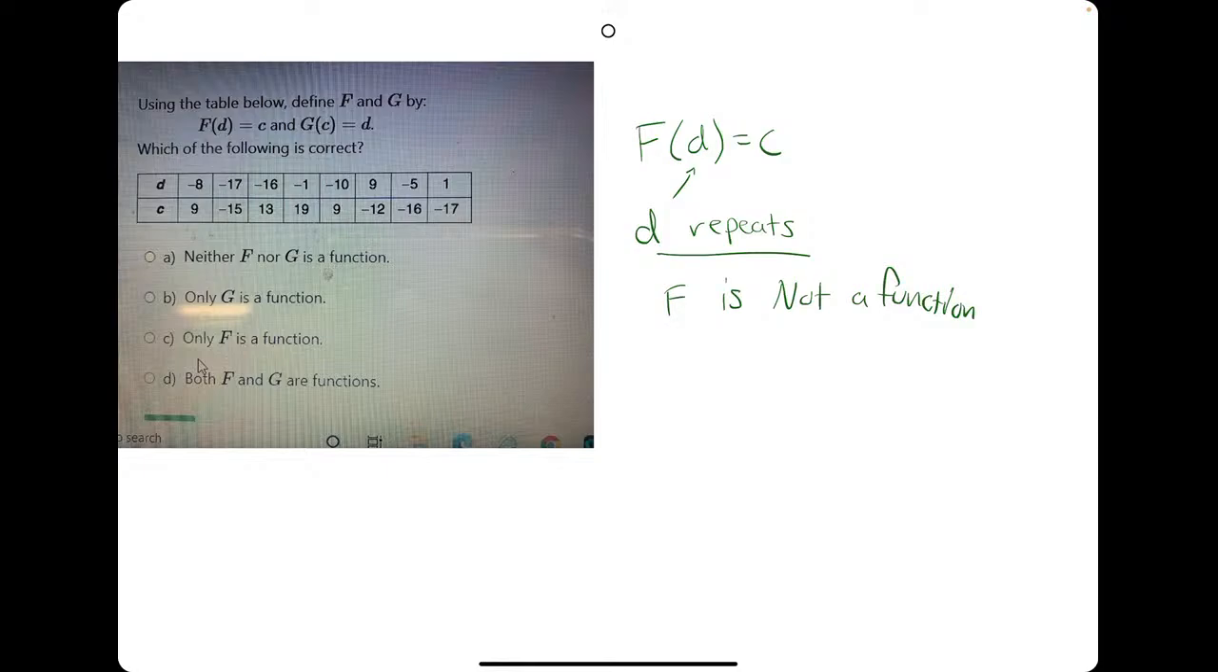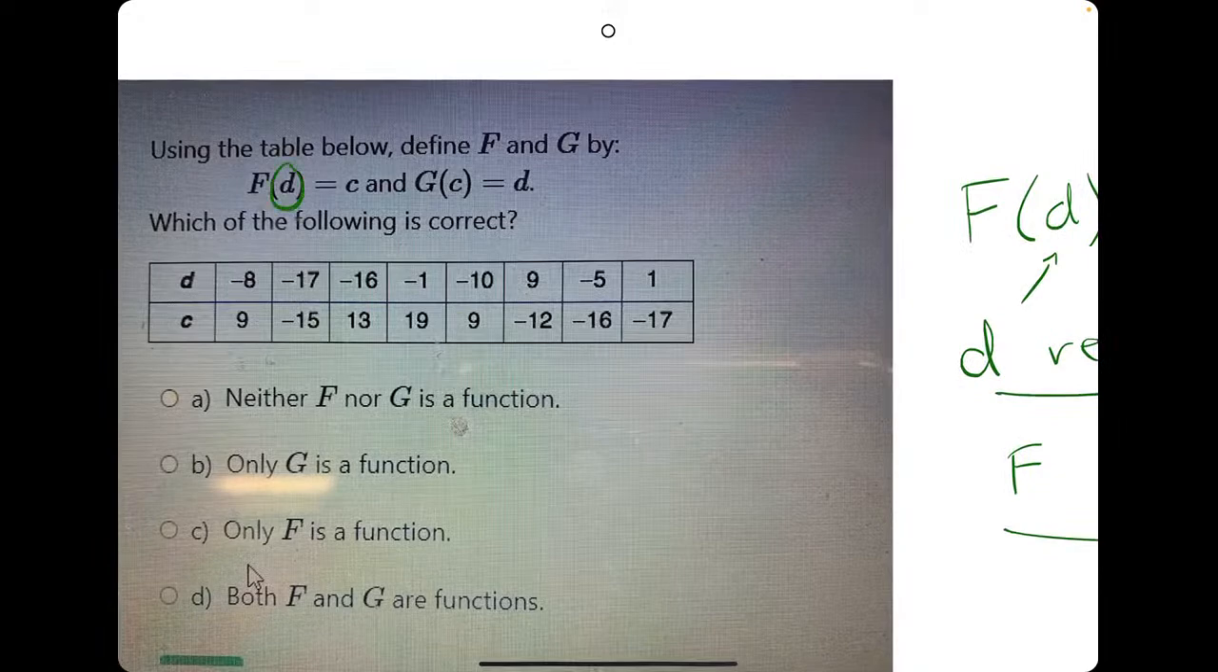If the x value is repeated, two of the same x values giving you two different y values means that that function or that relationship is not a function. So in this case, d is our input. We look through our d values and ask, do any of these repeat? Negative 8, negative 17, onward. As long as my eyes don't deceive me, I don't see any repeating d values, which means f should be a function.